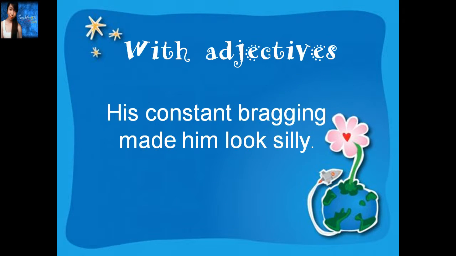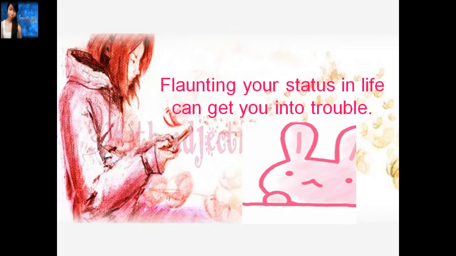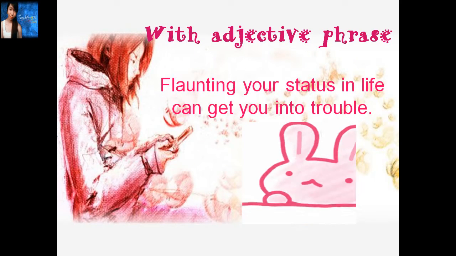First is with adjective. In our example, his constant bragging made him look silly. The gerund bragging was added to the adjective his constant and thus becomes a gerund phrase. Second is with adjective phrase.